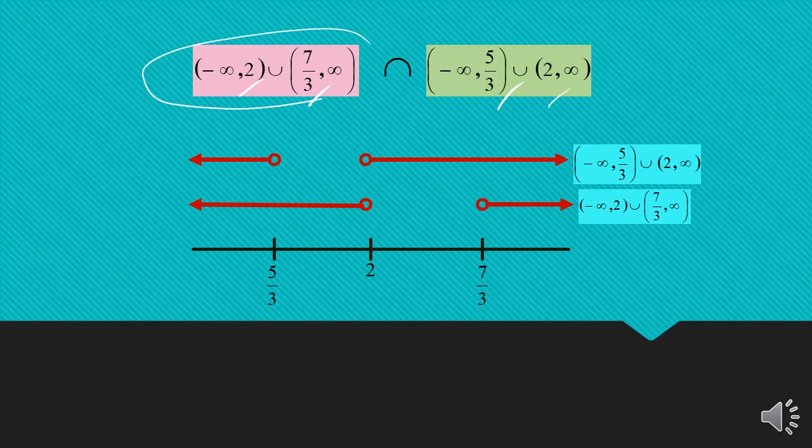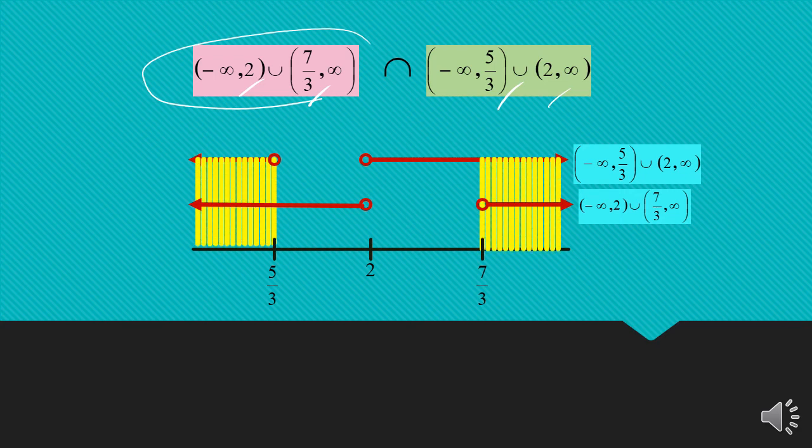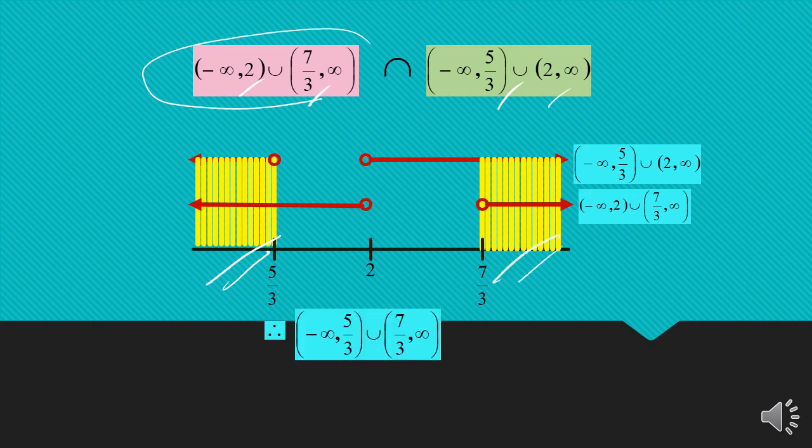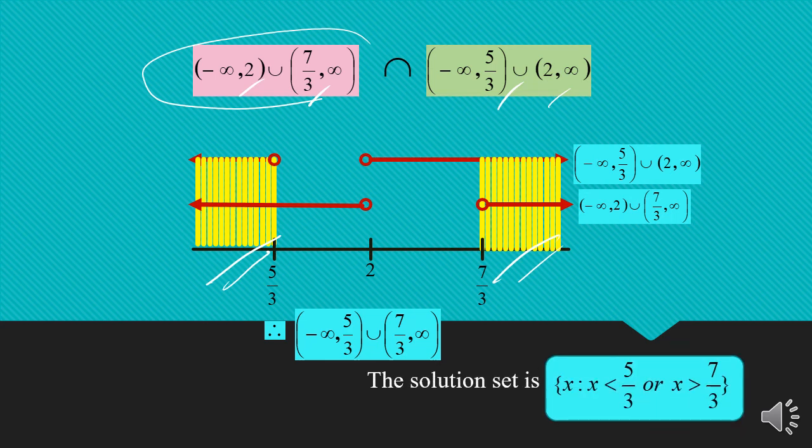So where is the intersection? Can you see the intersection here? Which one has the two lines on each set? Yes, it is less than 5 over 3 and more than 7 over 3. So the answer for this one should be negative infinity to 5 over 3 union with 7 over 3 to infinity. We can write down the answer in solution set such that x less than 5 over 3 or x more than 7 over 3.